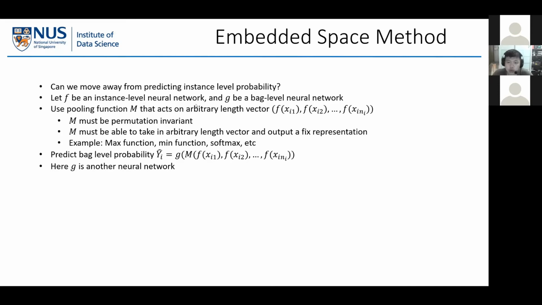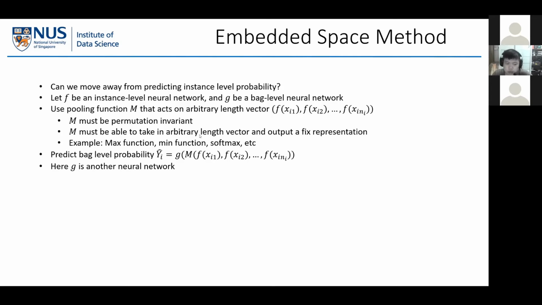So suppose we have two neural networks, right? We have an instance neural network and a bag level neural network. What we're doing is that for each instance in our bag, we apply f. If this f of x gives you a number between 0 and 1, this is just like our previous instance classifier. But if we set this f to output a high dimensional vector, for example, then we can apply a pooling function m that is permutation invariant, meaning no matter what the order of the instances that we pass to m, it must give the same results. It also must be able to take an arbitrary length vector and output a fixed representation, because each bag might contain a different number of instances, so m must be able to deal with that.